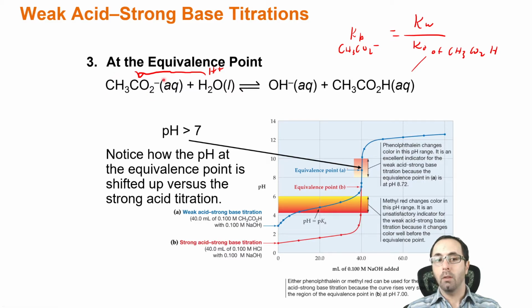So do the equilibrium for the conjugate base. Fill out an ICE table, solve for x, that will be the hydroxide concentration, and determine the pH. That's your strategy at the equivalence point.